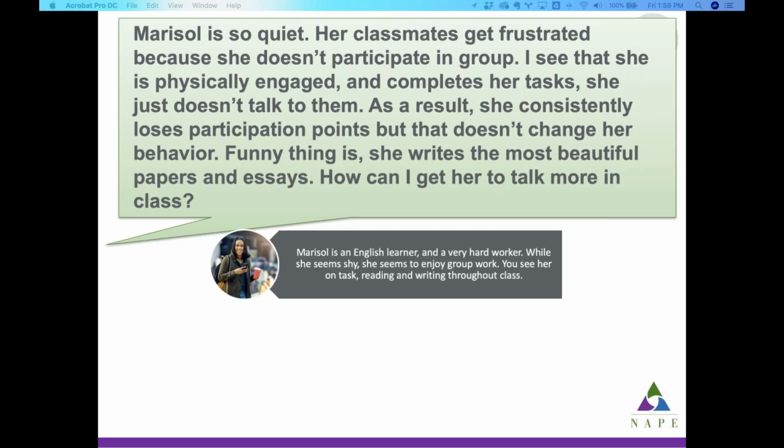So you pop in to observe, and you notice that Marisol is an English learner and a very hard worker. While she seems shy, she seems to enjoy the group work. You see her on task, reading and writing throughout the class. Now, I'm going to look back over to the chat box and tell me, how can we spin what this teacher is seeing? How do we see what Marisol's experience is as an asset to the class?